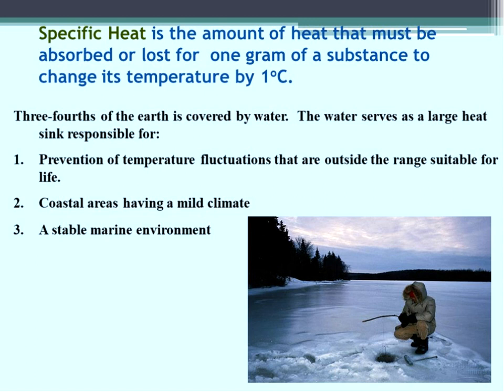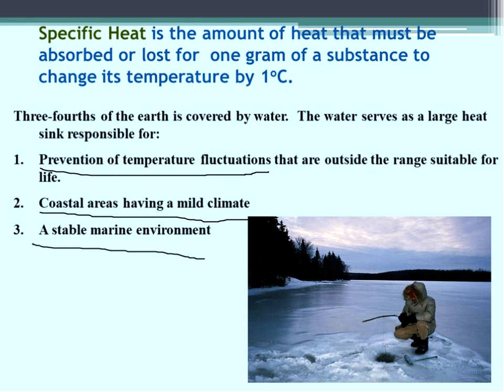3/4 of Earth is covered by water. It serves as a large heat sink, so it helps out preventing temperature fluctuations. It helps out coastal areas having a good climate, and it also helps a very stable marine environment. Remember, on the coldest day in the year, the water temperature in the ocean is still around 65 degrees. On the hottest day of the year, it doesn't really get much above 90 degrees. So it doesn't fluctuate as much as it does in the air temperature.